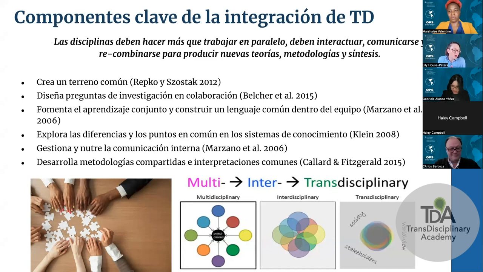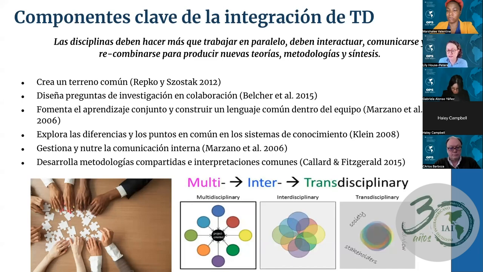And so from a review of the literature, we've been synthesizing some of the key important components of this integration. And one of that is really focusing on creating common ground. And this is important too, as we are working with more diverse actors, including bringing policymakers into the research process, bringing local actors into the research process, as well as scholars from many different research disciplines.